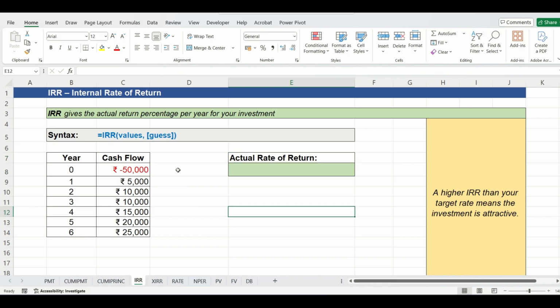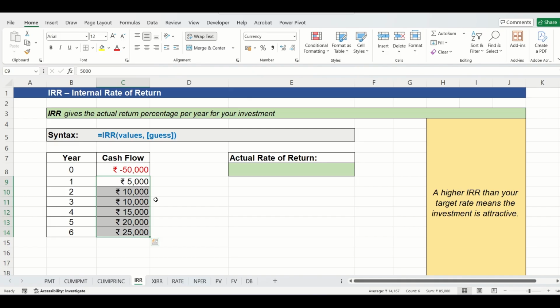Suppose for an investment with an agency, you are paying 50,000 rupees to them at the beginning of the investment, and then they promise you to pay 5,000 at the end of the first year, 10,000 each at the end of the second and third years, 15,000 at the end of fourth year, and 20,000 at the end of the fifth year, and concluded by paying back 25,000 at the end of the sixth year. So you are giving them 50,000 and getting back 85,000 over a span of 6 years. So what is the actual rate of return you are getting?